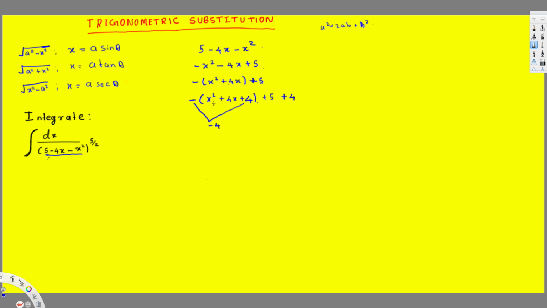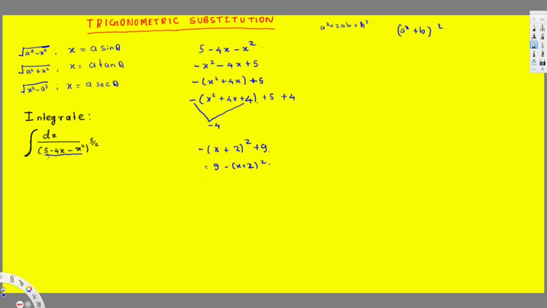Now we can find this form. This is going to be a plus b square. This is the expansion of this one. So I can rewrite this one as x plus 2 square, because this is 2 square right here. A plus b whole square, right? And that's how we got this one right here. And this is minus, and if we add this together, this is going to be plus 9. So we can say this is 9 minus x plus 2 square.